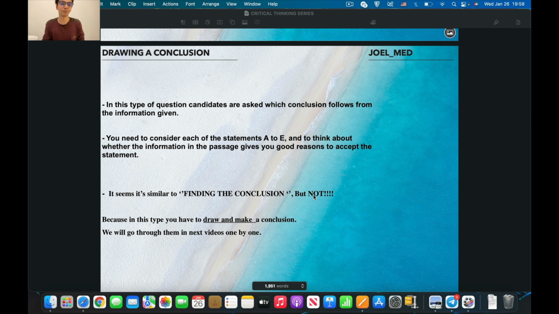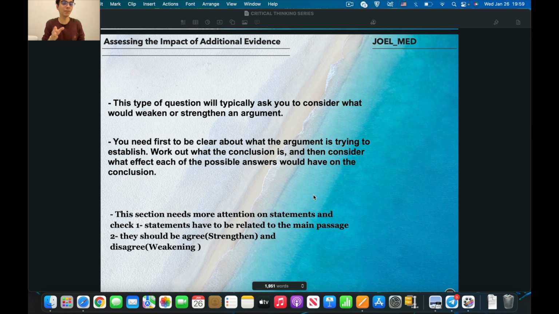In another type of questions, we are discussing assessing the impact of additional evidence. It means which option or statement strengthens or weakens the main conclusion, the presented conclusion. In the presented passage, these types of questions will typically ask you to consider what would weaken or strengthen an argument.